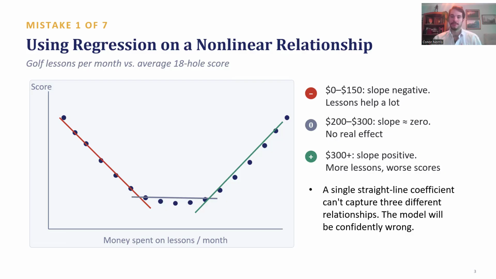There is a real pattern here. You could see it in the scatter plot we have on the slide, but it's not one straight line and one single relationship. It's 3 different relationships that are stitched together. So if you fed this data into a regression model anyway, the software will still hand you a single tidy coefficient trying to represent those 3 different relationships. And the coefficient won't really describe any of those 3 relationships. It'll just be wrong.